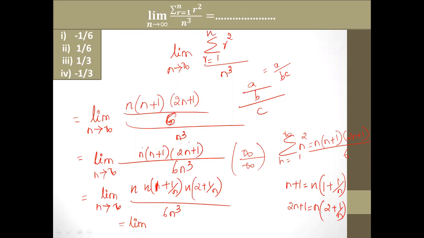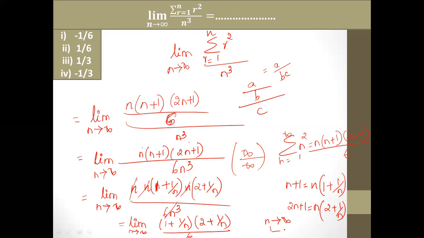Now if you see the numerator, n into n into n is n cube. So this term and the denominator get cancelled. We'll be remaining with, in the numerator, 1 plus 1 by n into 2 plus 1 by n, divided by 6, as n tends to infinity. Now if you apply the limit, in place of n if you put infinity, you should always remember whenever n goes to infinity, 1 by n goes to 0.